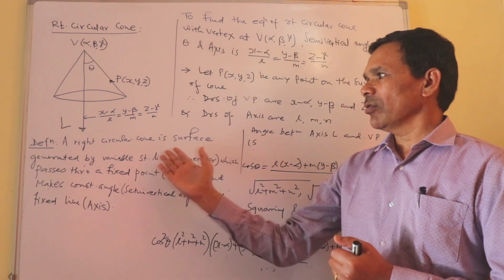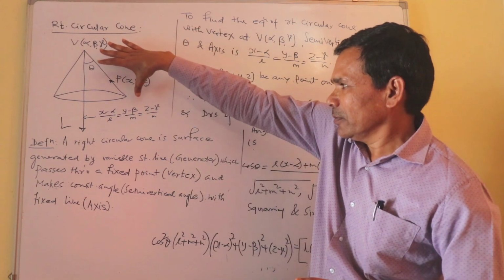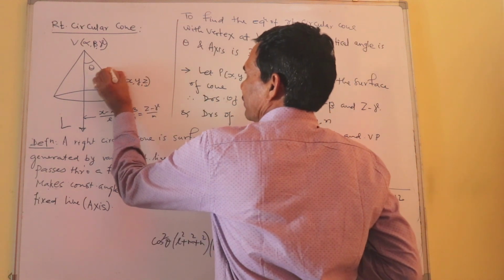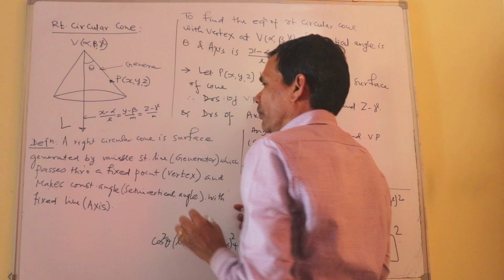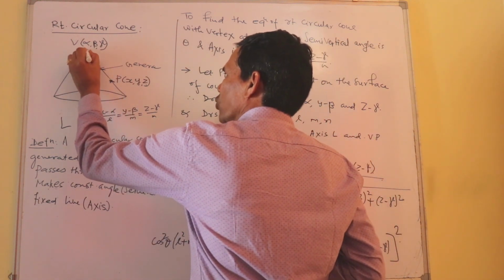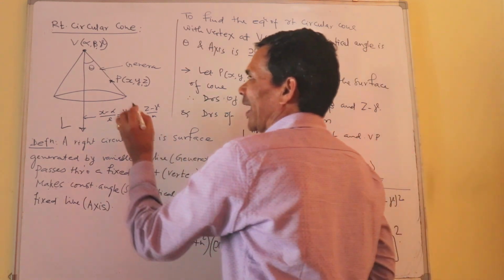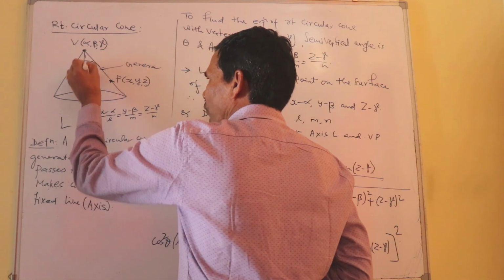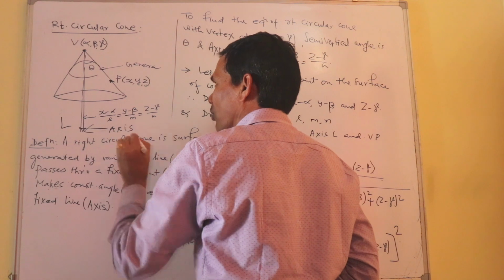So a right circular cone is a surface generated by a variable straight line, which is the generator, which passes through a fixed point. This is the fixed point, called the vertex of the cone, and the line makes a constant angle with some fixed line. This is called the axis of the right circular cone.